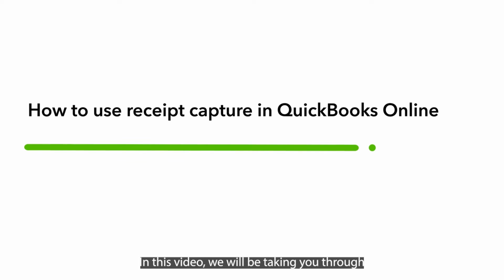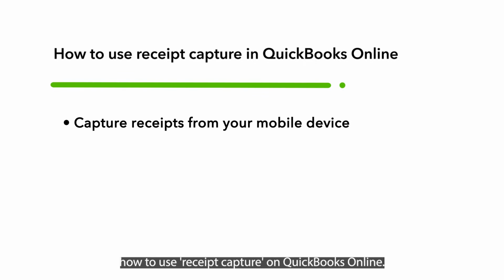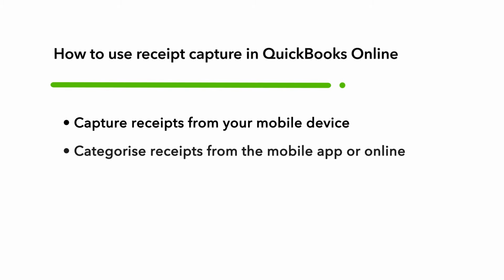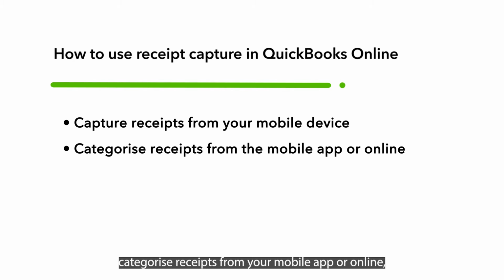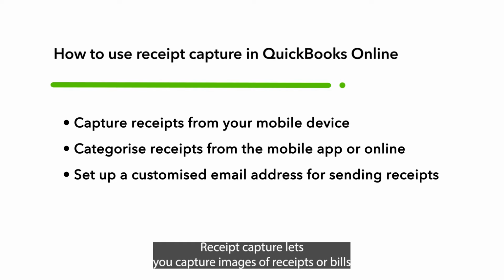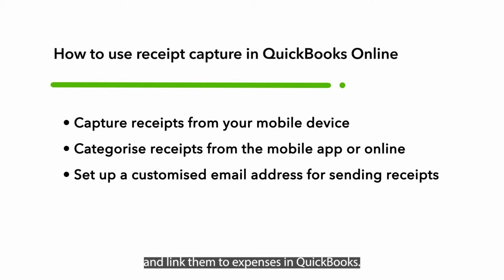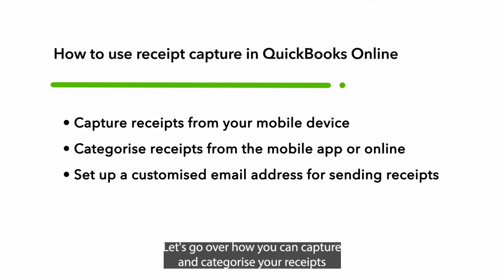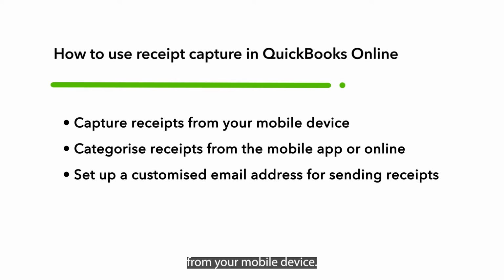In this video, we will be taking you through how to use receipt capture on QuickBooks Online. You can capture receipts from your mobile device, categorize receipts from your mobile app or online, and set up a customized email address for sending in receipts. Receipt capture lets you capture images of receipts and bills and link them to expenses in QuickBooks. Let's go over how you can capture and categorize your receipts from your mobile device.